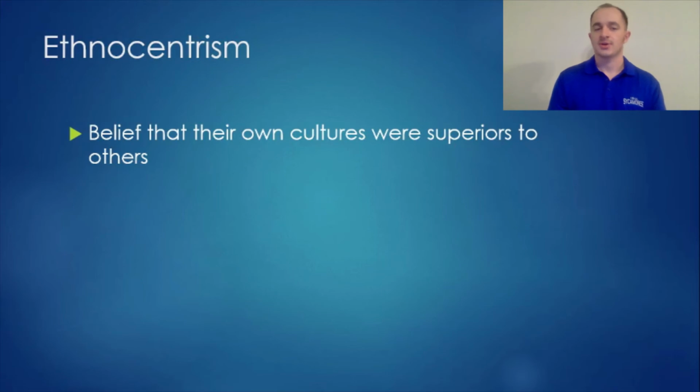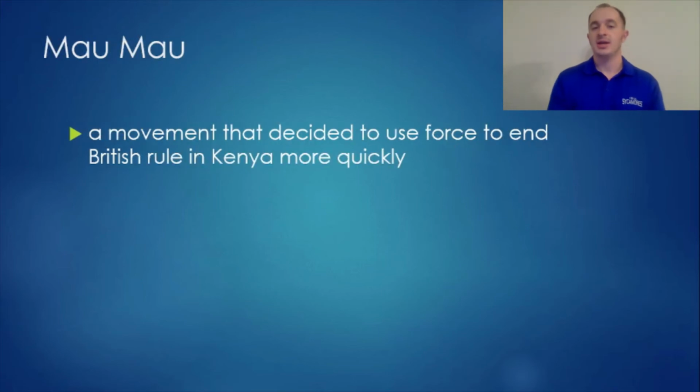Okay, now we have the Mau Mau. So this is a movement that decided to use force to end British rule in Kenya more quickly. So this is one of our political movements. This is the first one that we talked about. This was one of our incredibly successful ones. They quickly revolted and had a revolution against the British rule and were able to become a democracy incredibly quickly and have a stable government.